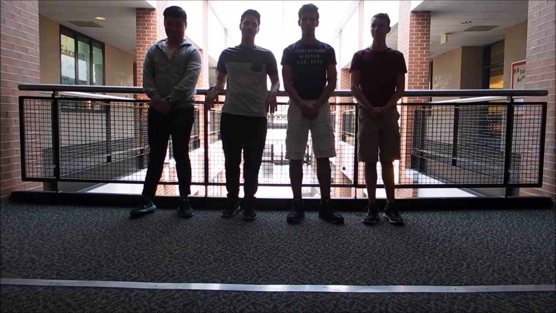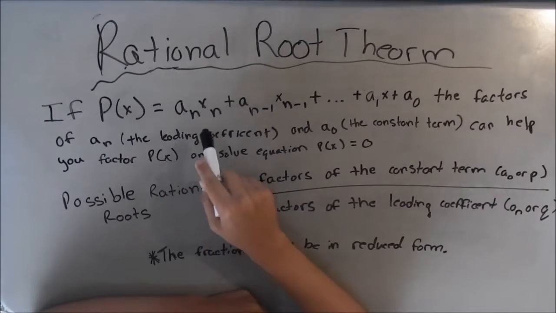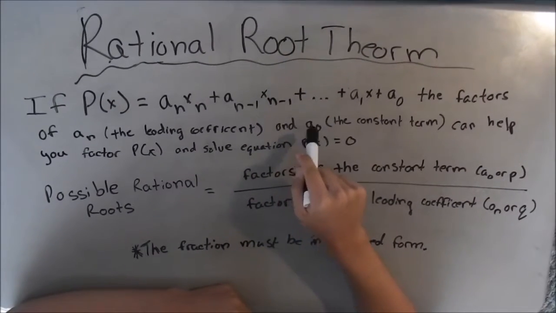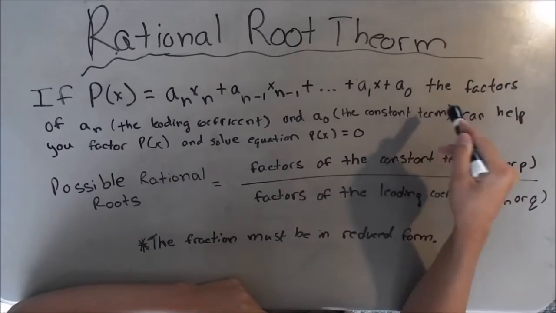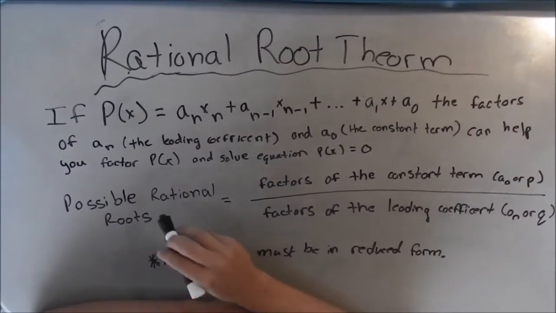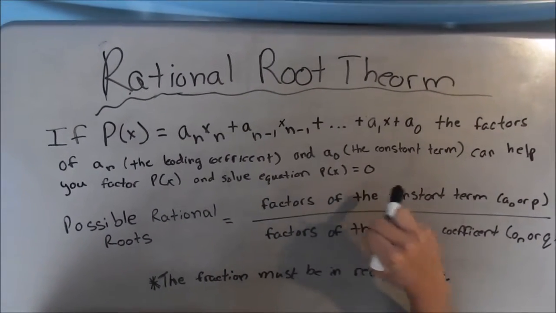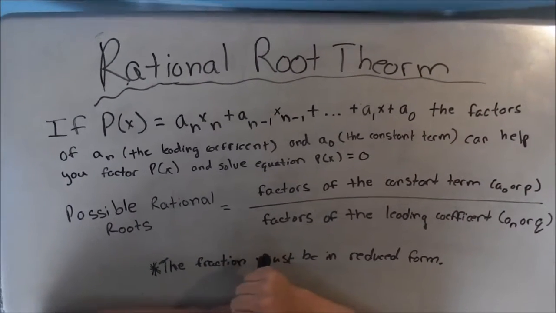Enjoy. The rational root theorem. If p(x) equals a_n x^n plus a_(n-1) x^(n-1) plus ... plus a_1 x plus a_0, the factors of a_n, which is the leading coefficient, and a_0, the constant term, can help you factor p(x) and solve the equation p(x) equals 0.